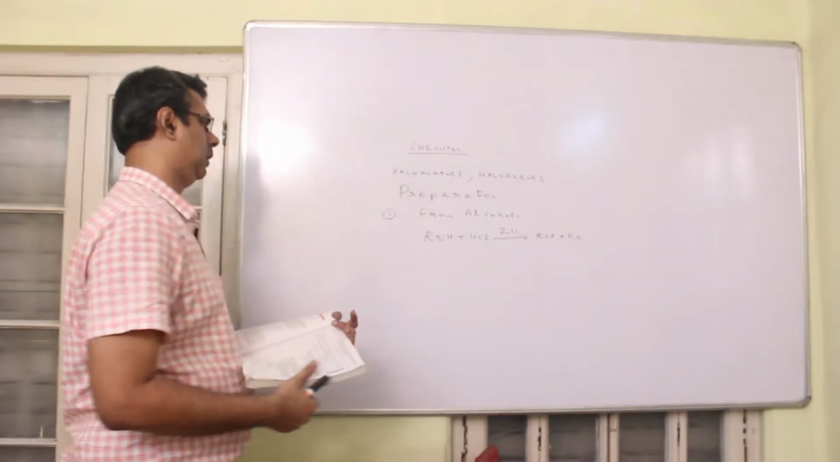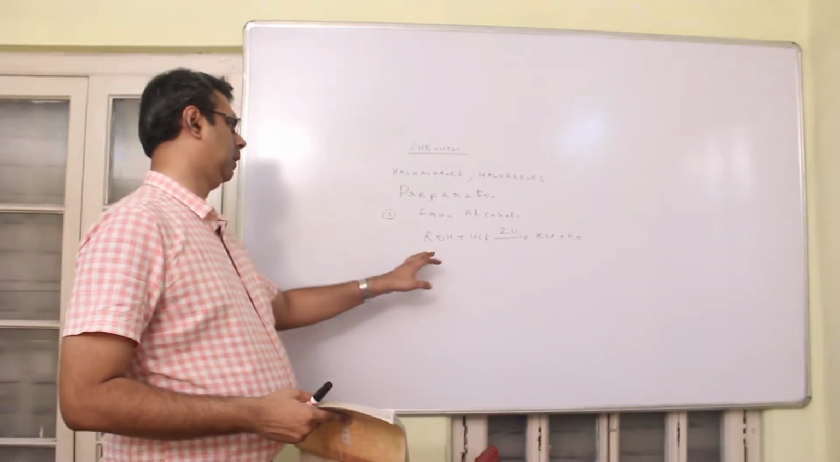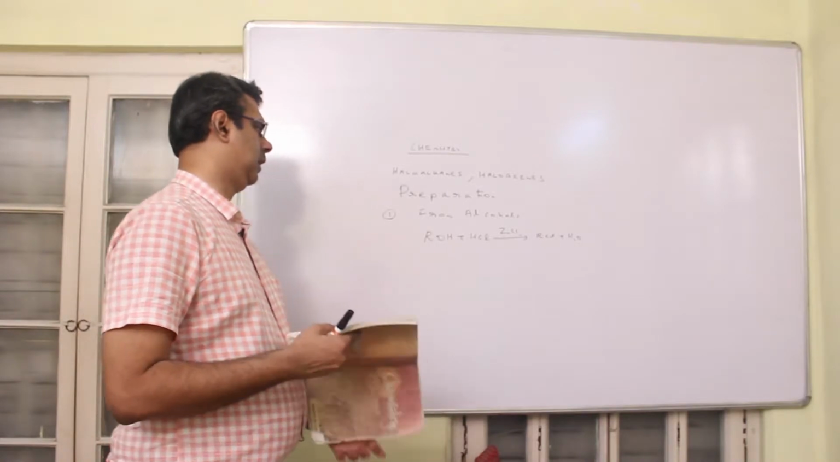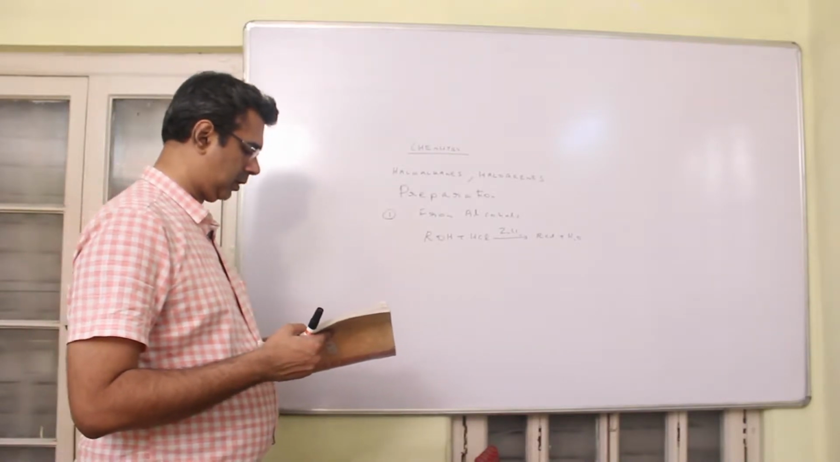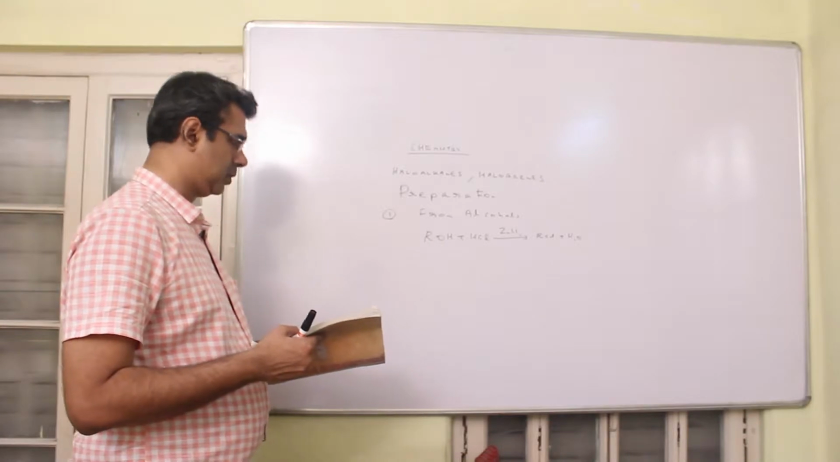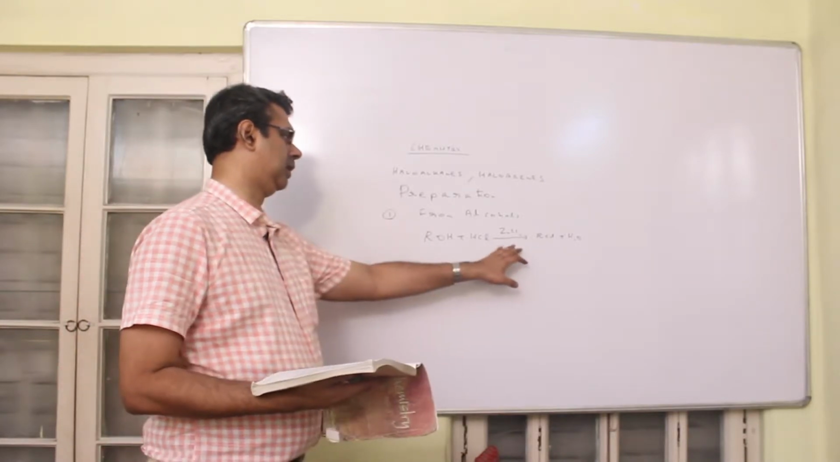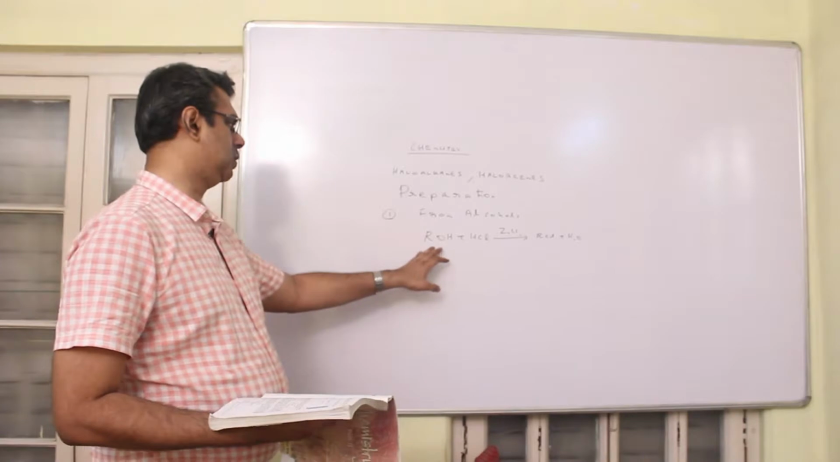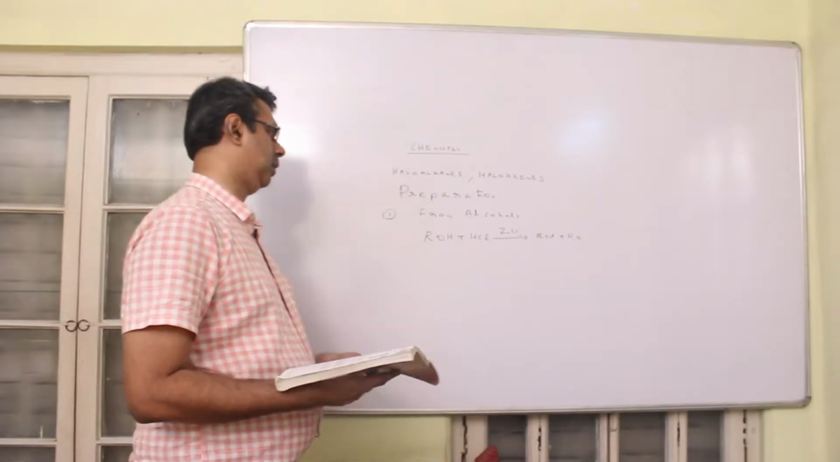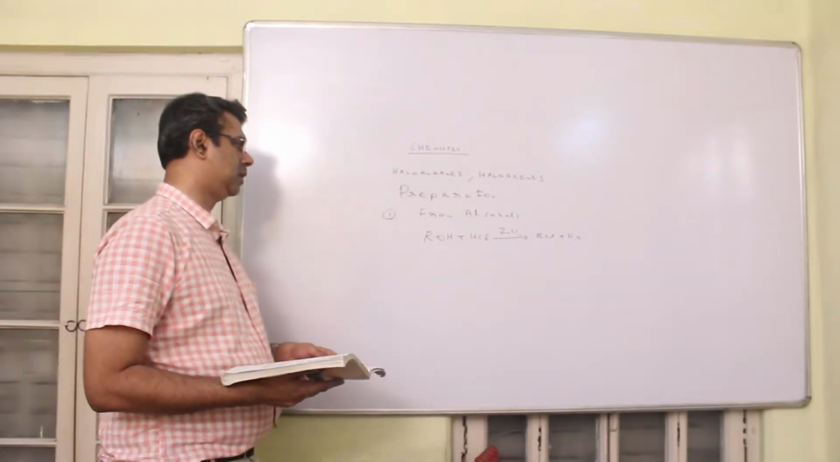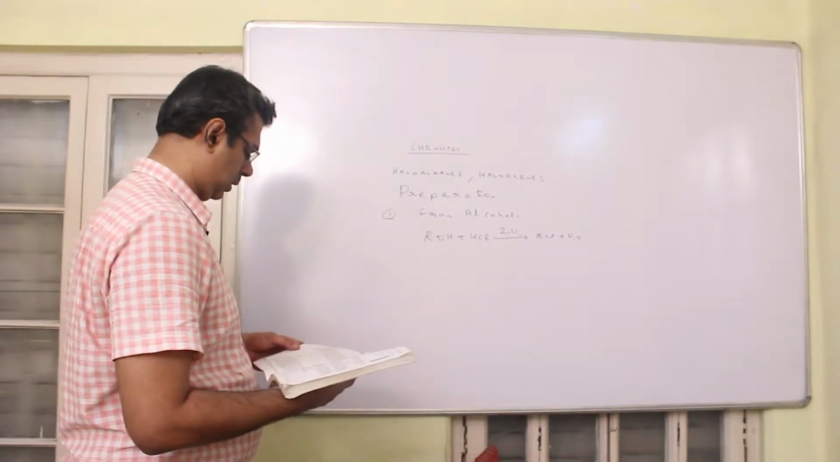For example, if you look at this reaction, alcohol plus HCl in presence of zinc chloride. Zinc chloride is playing the role of a catalyst. The OH group is getting substituted by chlorine. So this is how we can get it from alcohols.